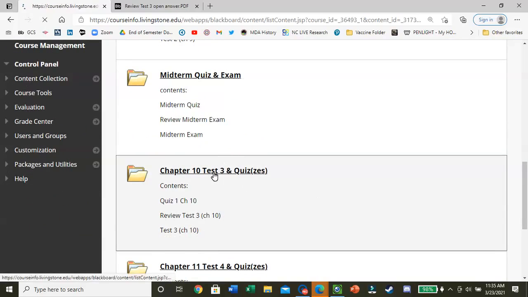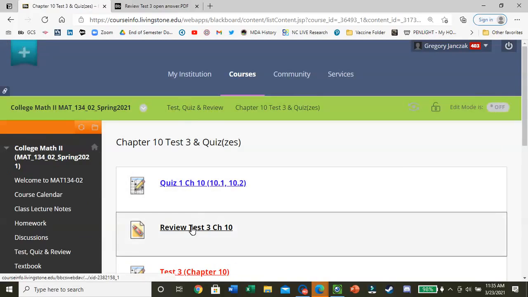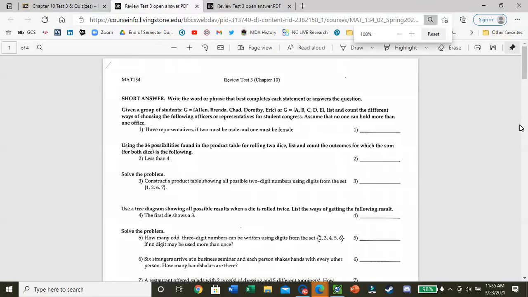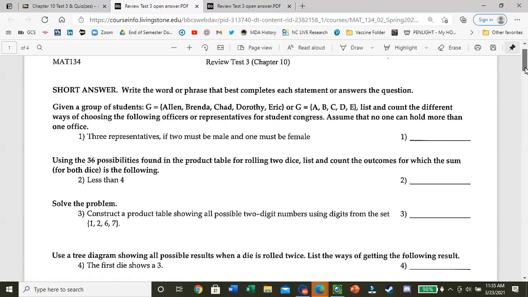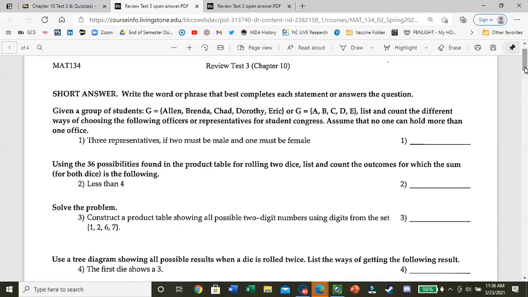Okay. So I put in a second sheet over there for the test 3 review. So we'll go ahead and do that. And I need to enlarge this. Okay. So this is the review for test 3. Now this is due on Sunday.